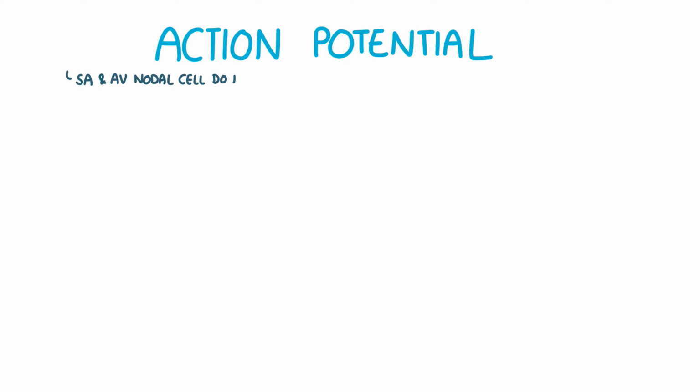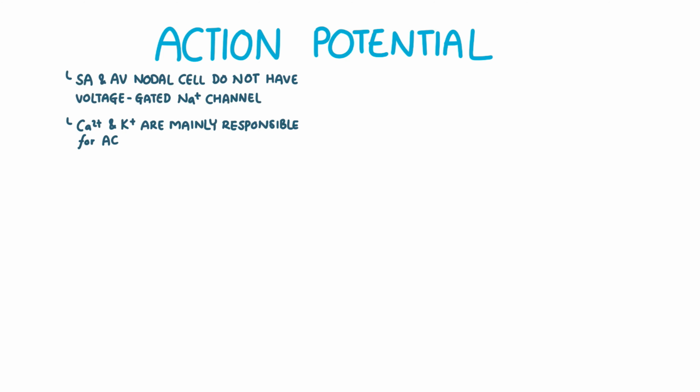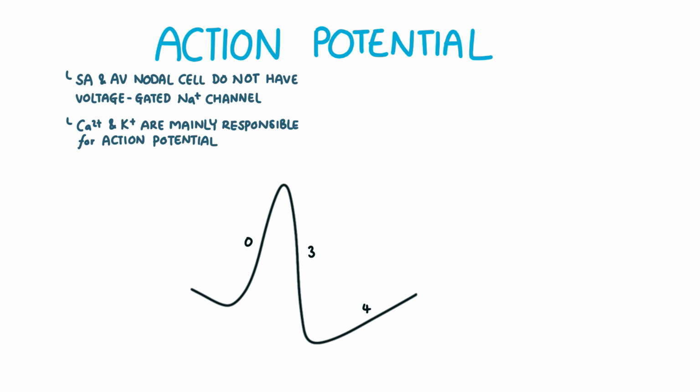We're looking first at the slow response action potential, the one responsible for the heart's automaticity. Unlike the fast response cells we discussed, pacemaker cells in the SA and AV nodes do not have voltage-gated sodium channels. Their action potential is primarily driven by the movement of calcium and potassium ions. This action potential has three key phases: a slow upstroke, phase 0, a repolarization phase, phase 3, and a spontaneous depolarization phase, phase 4.